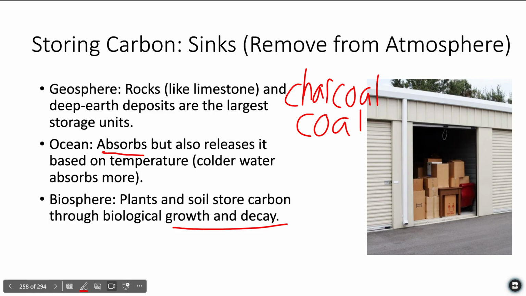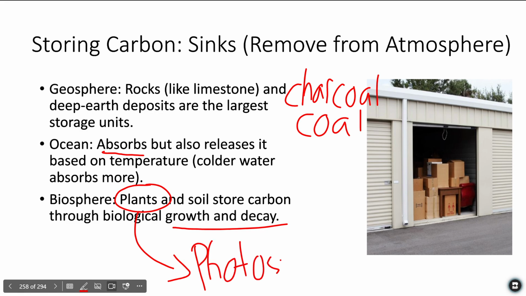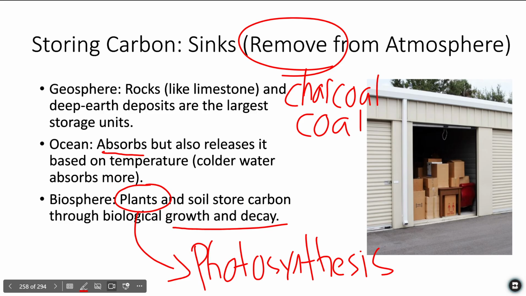Now, plants in particular store carbon in a way that we have gone over, called photosynthesis. So this is one way that plants can absorb or remove carbon from the atmosphere. Plants are really good about this.